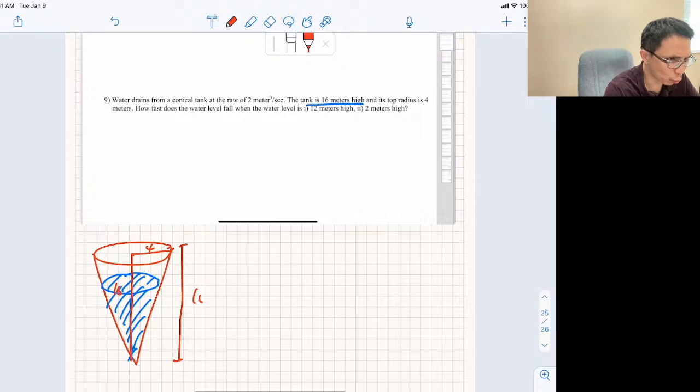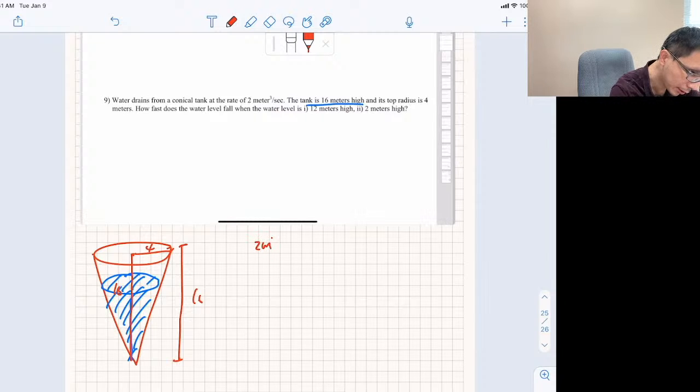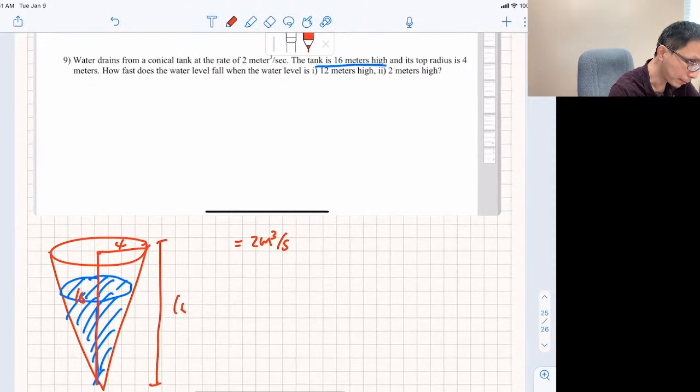Now, how fast does the water fall when the water level is something? So let's figure out what 2 meter cube per second means. What do you think that means in terms of calculus? Ethan? Yeah. Why do you know it's dV dt? Because it's got the meters cube, which means that we get volume. Yep.